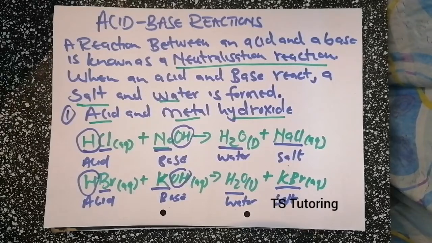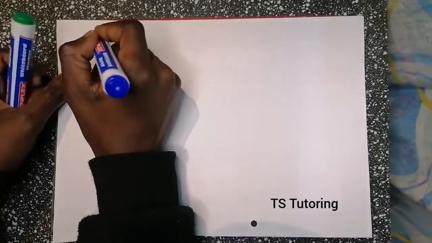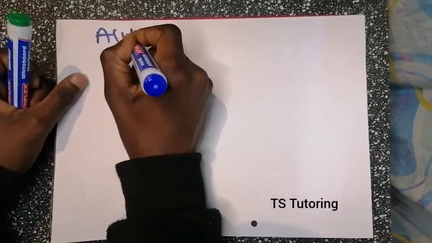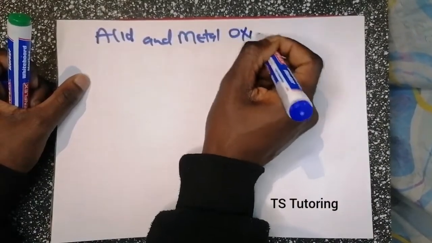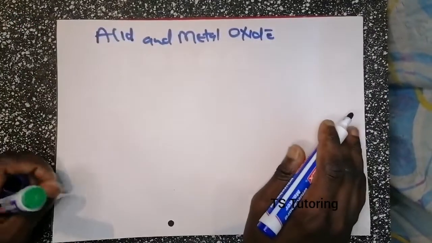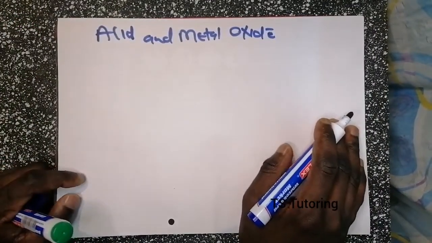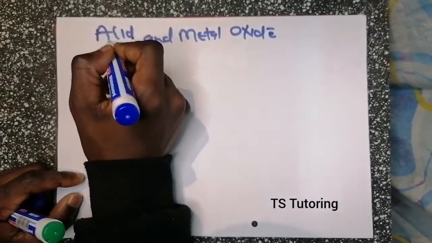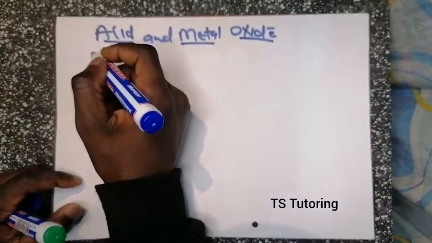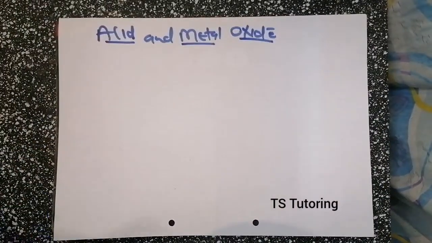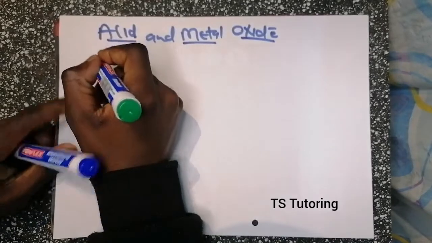Now I want to look at the last example, or the last type. That one was an acid and a metal hydroxide. This one is an acid and a metal oxide. I'm trying to keep the video short, at least 15 minutes. So still, when an acid and a metal oxide react, we still form salt and water. Let's look at this reaction. So a metal oxide, that means we need a metal and oxygen there.